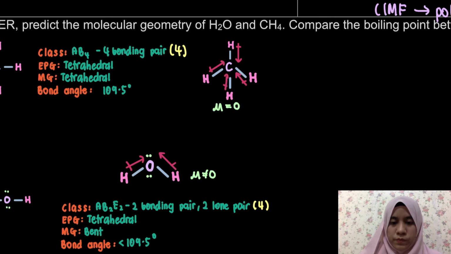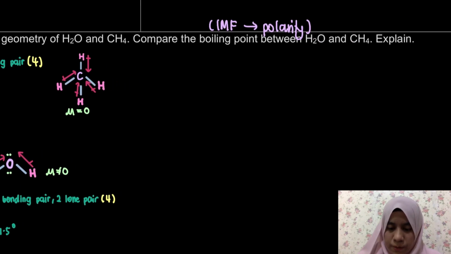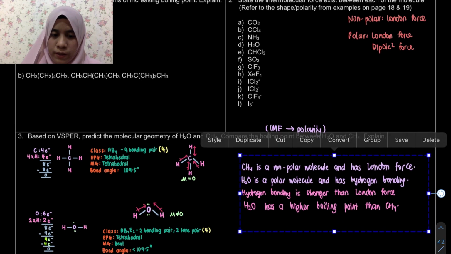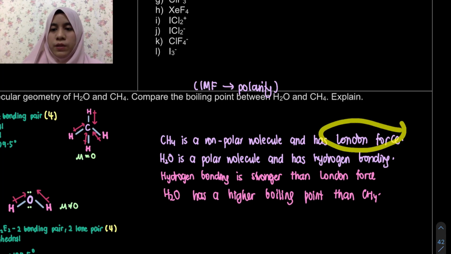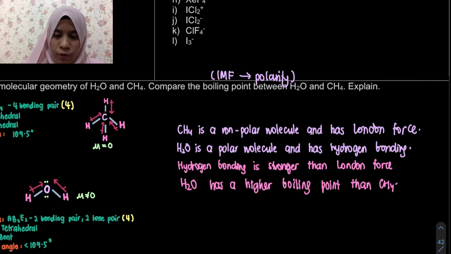Okay. So from here, how am I going to explain it? Okay, we have drawn the arrows and the symbol. Next, in terms of explanation, how do we explain it? Okay. So I'm going to write down here that my CH4 is a non-polar molecule. Non-polar because mu is equal to 0. The dipole moments all cancel each other and it has London force. Remember, if non-polar, London force. Okay, but then water is a polar molecule.